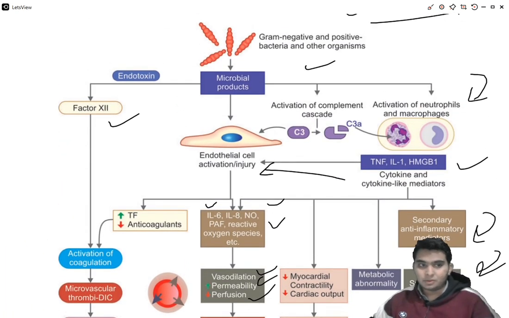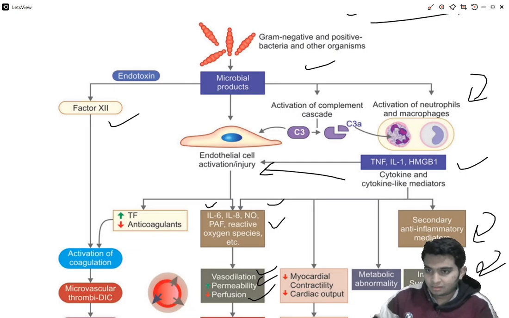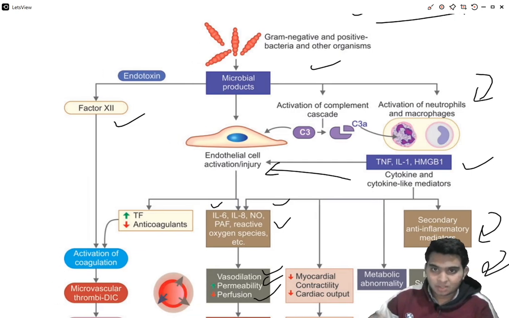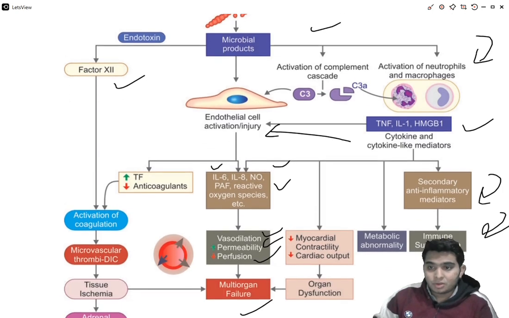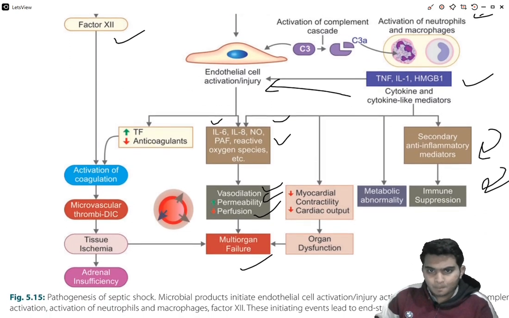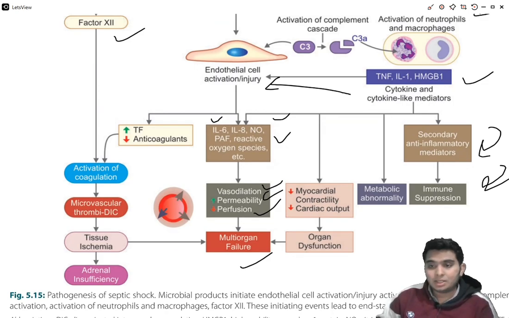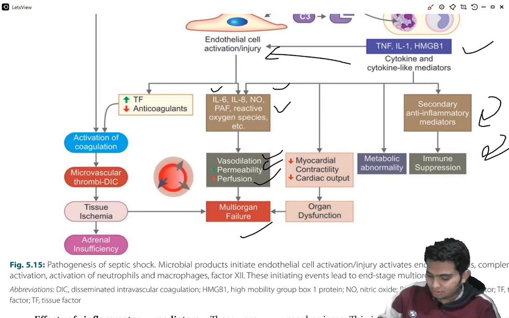And now we will talk about the other mechanism. This released endotoxin activates the factor 12 coagulatory pathway. Also, endothelial cell injury leads to increased tissue factor and decreased anticoagulants such as protein C and thrombomodulin, etc. Okay, this leads to the activation of coagulation. This leads to microvascular thrombi, and this leads to DIC.